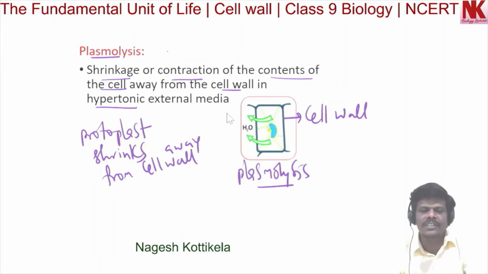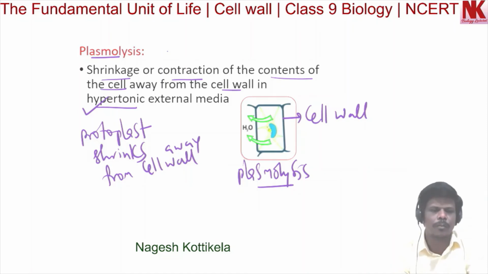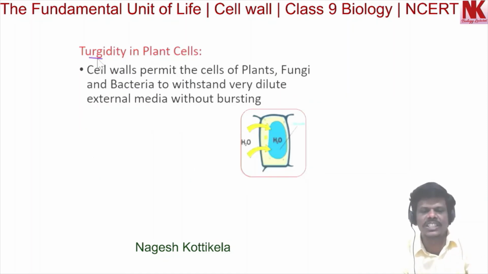So when a plant cell is kept in a hypertonic solution, because of exosmosis, water is removed out and the contents shrink, and this is what we find as a plasmolyzed plant cell. Now moving to the next, turgidity in plant cells. This is the opposite situation. Cell walls permit the cells of plants, fungi and bacteria to withstand very dilute external media without bursting. This is an example of a turgid plant cell.